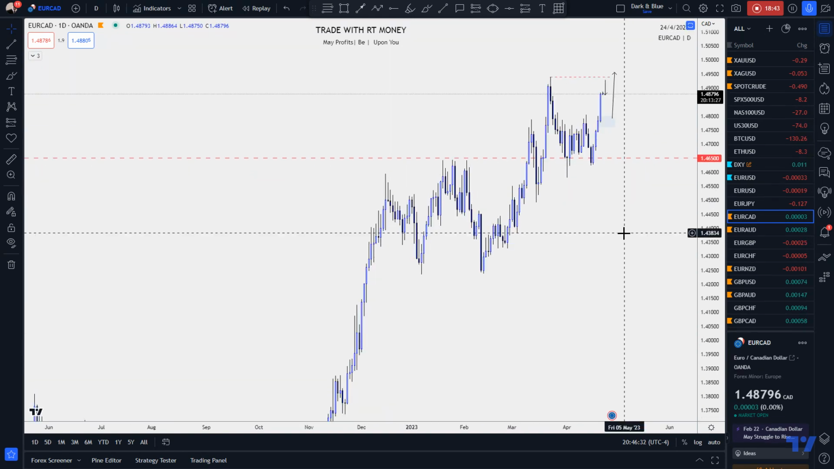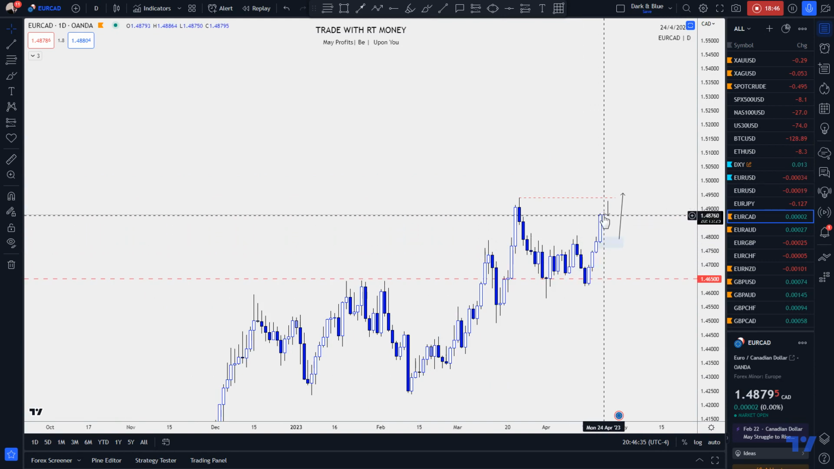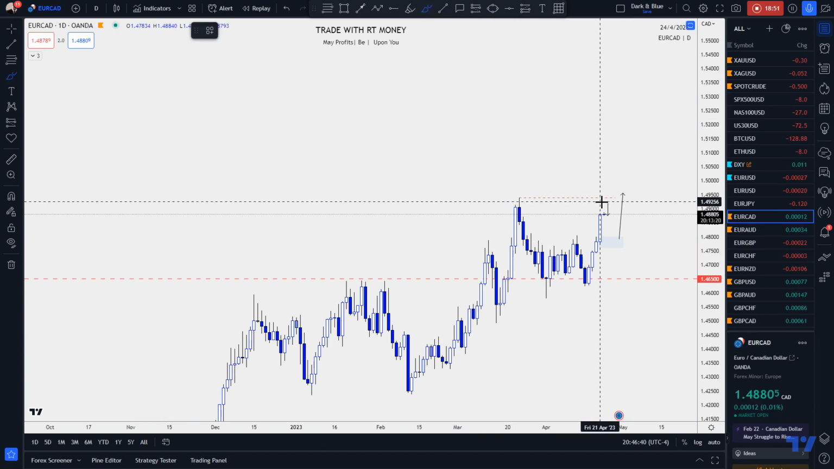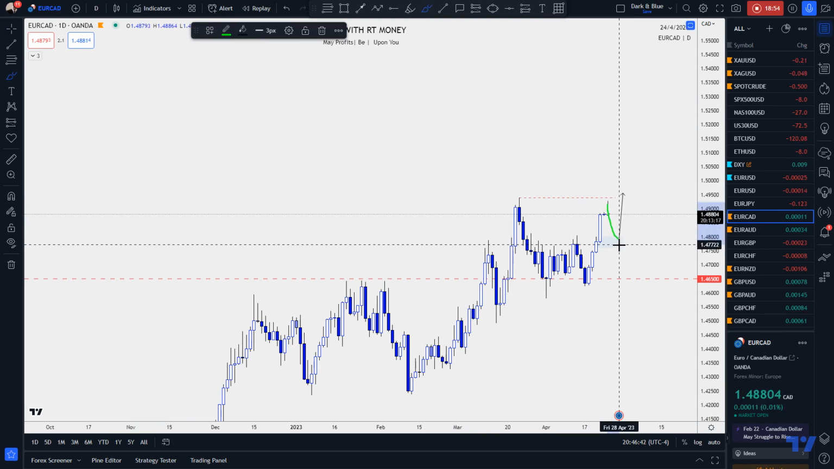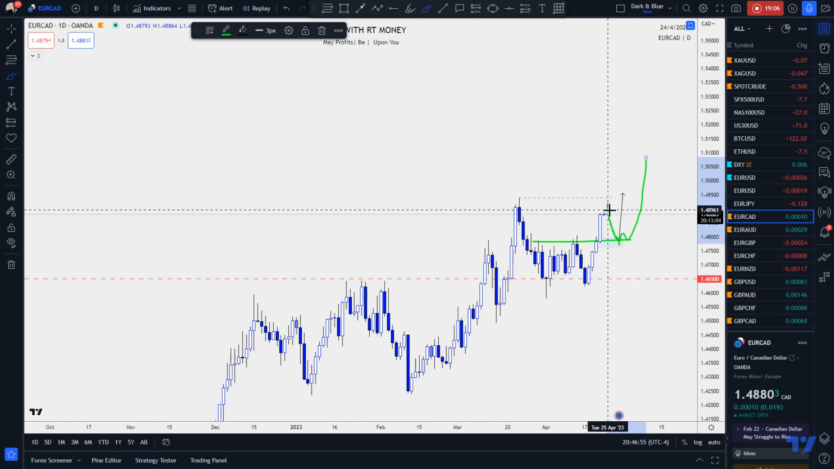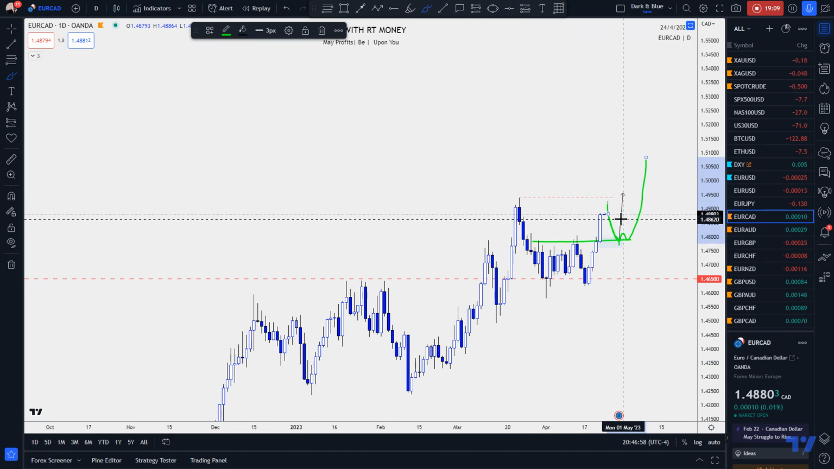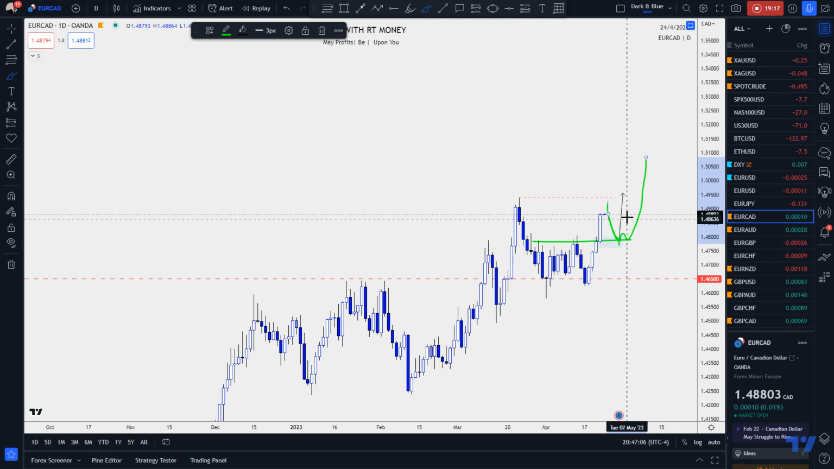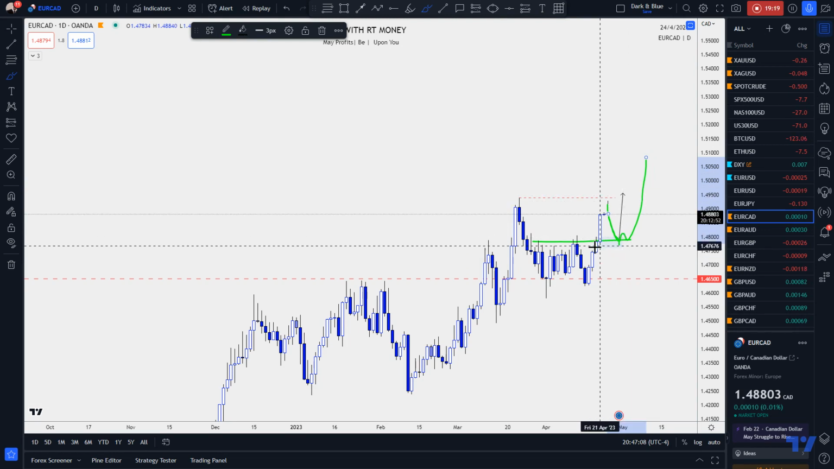This one, EURCAD. You can see last week a nice little rally. After every rally comes a correction, of course. I'm looking for price to pull back to the breakout level, and then continue higher. I do believe that's what's going to happen, because I'm short against the CAD. I believe the CAD is going to be weak, and the euro, although it's going to be weak, it'll be stronger against the CAD. You understand? And I do believe that we should see some more upward movement in the EURCAD.